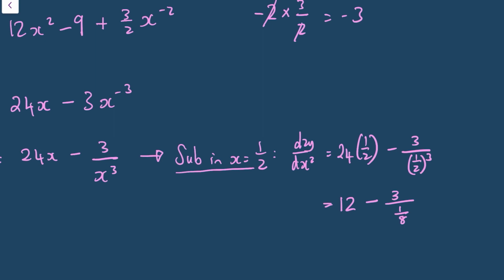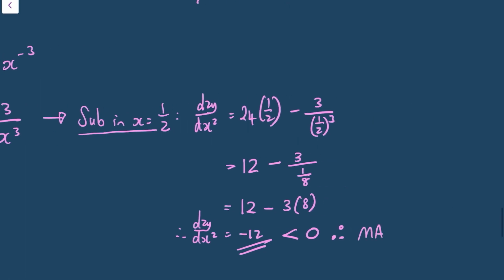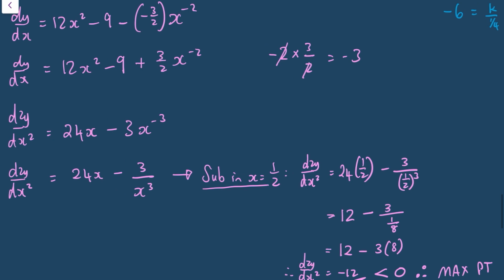And dividing by an eighth is timesing by 8. I mean, by all means use your calculator. I'm just doing this non-calculator here, which is why I am simplifying things in this way. So d2y over dx squared is equal to negative 12. This is less than 0, therefore it's a maximum point. This is my justification, by saying it's less than 0 and therefore a maximum point. I have just gone and proved that.